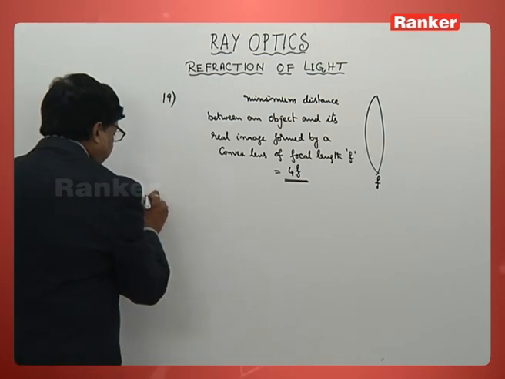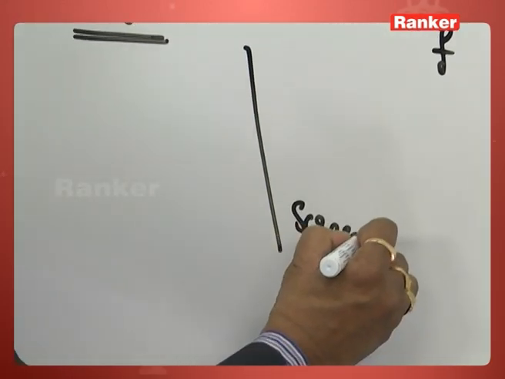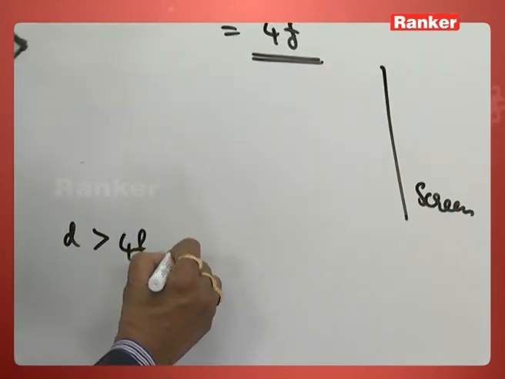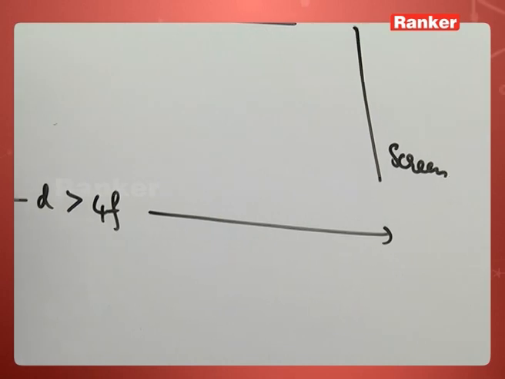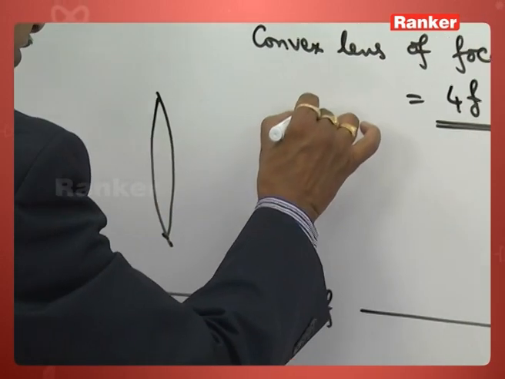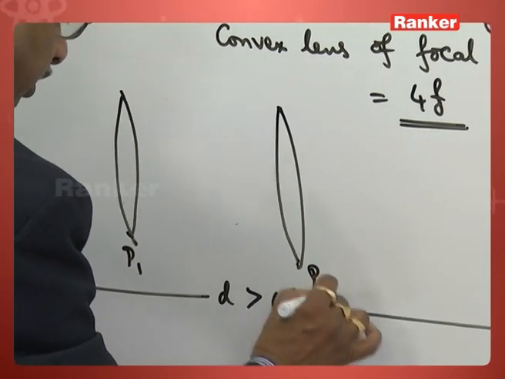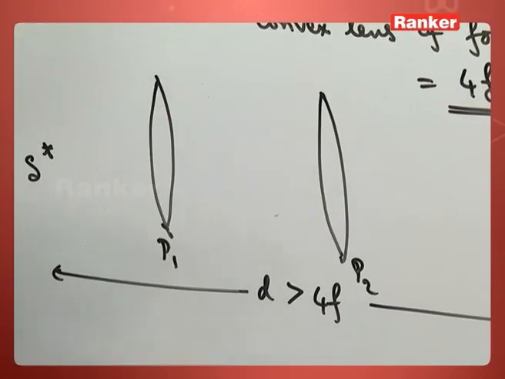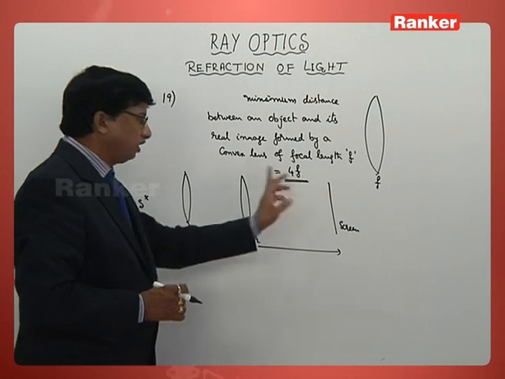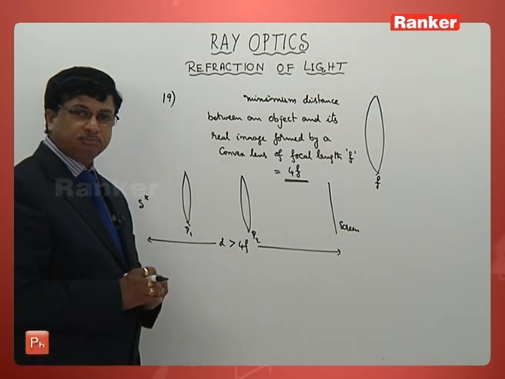Suppose I take this as the source and this one as the screen. If the distance between these two is greater than 4f, then at two different positions of this convex lens, position 1 and position 2 I am writing, you can obtain an image of the same object on the screen. And these points are called conjugate points.